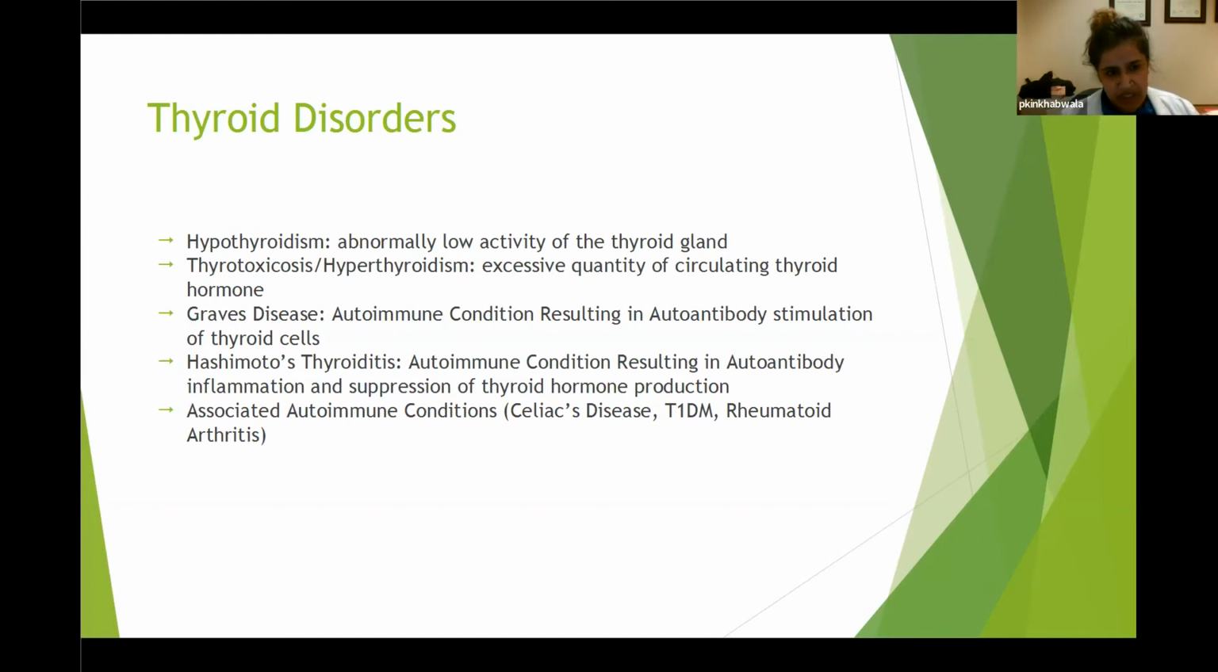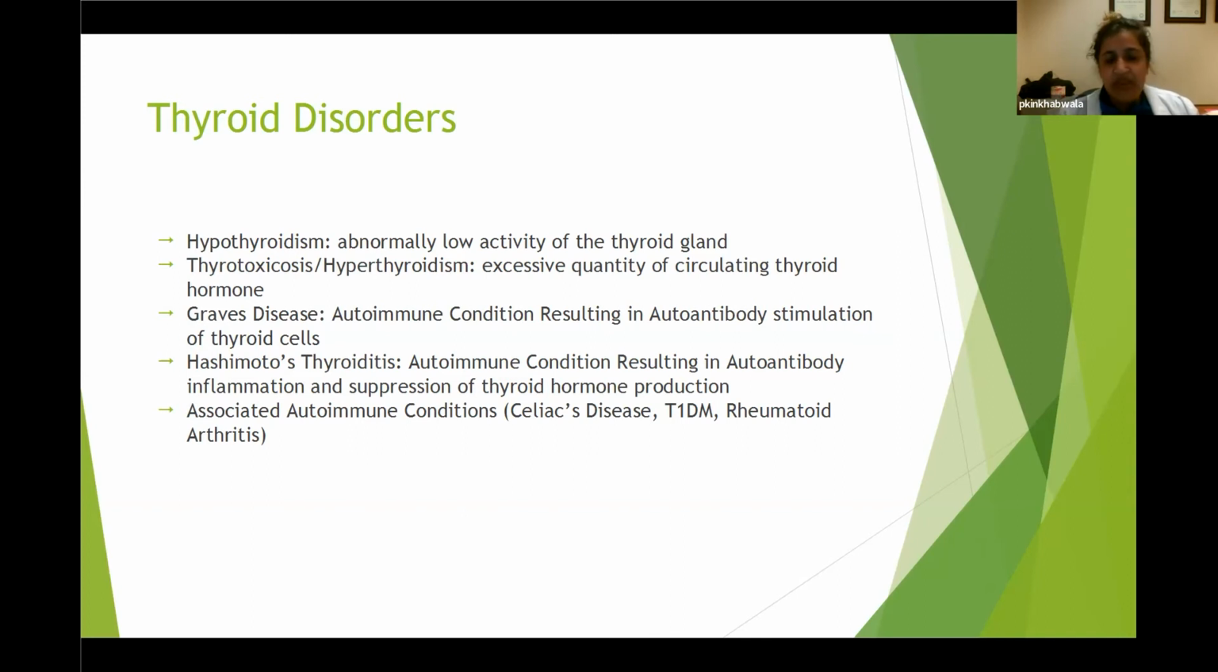and thyroid hormone production. Now, if you have one autoimmune condition, you are likely to have another. The autoimmune conditions most commonly associated with Graves' disease and Hashimoto's thyroiditis are celiac disease, rheumatoid arthritis, and type 1 diabetes. So if we know that you have celiac disease, type 1 diabetes, or rheumatoid arthritis, we generally like to look at the thyroid antibodies as well to see if there is a possibility of developing a thyroid issue in the future, and vice versa.